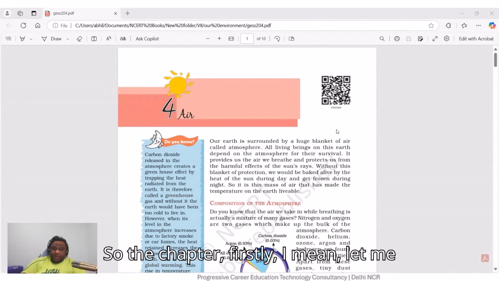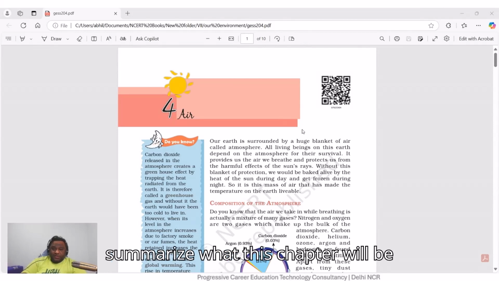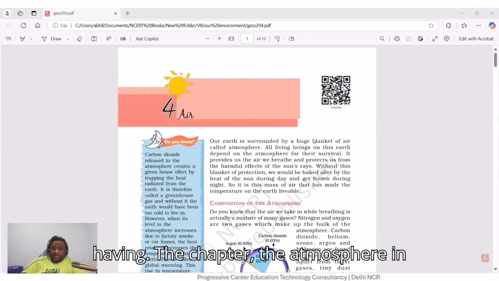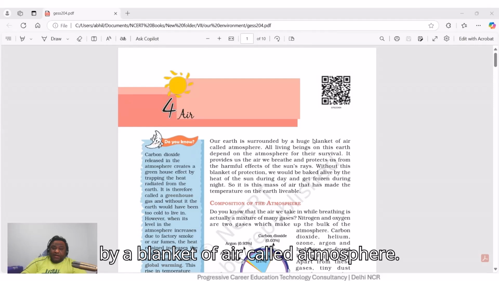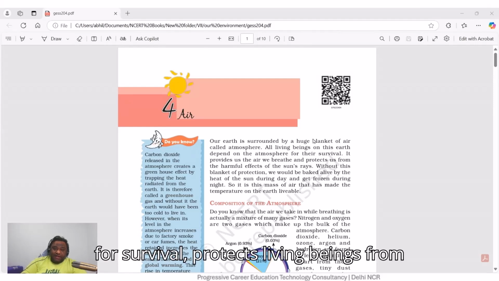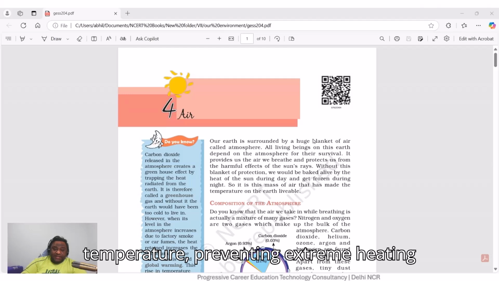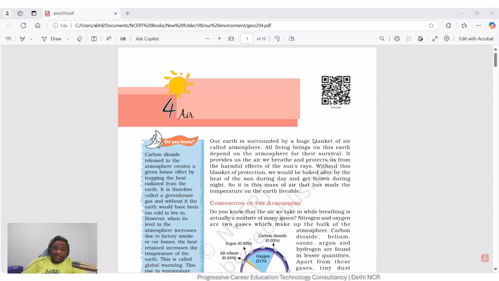Let me summarize what this chapter will be having. The atmosphere and its importance. The Earth is surrounded by a blanket of air called atmosphere. The atmosphere provides essential gases for survival and protects living beings from harmful solar radiation. It regulates temperature, preventing extreme heating during the day and freezing at night.